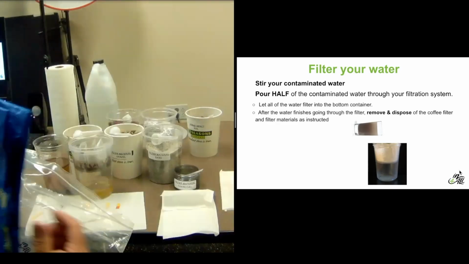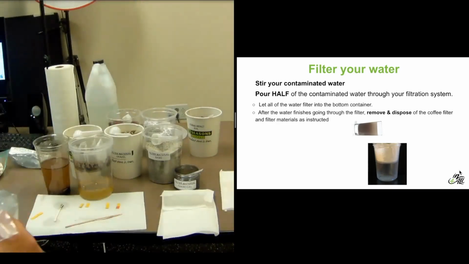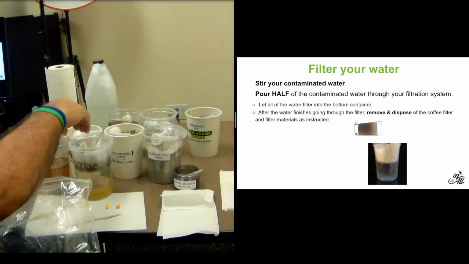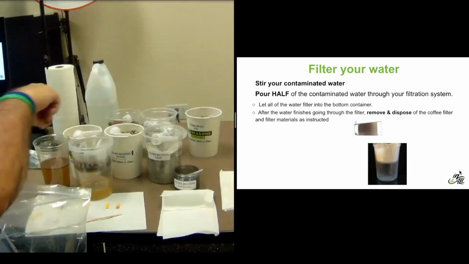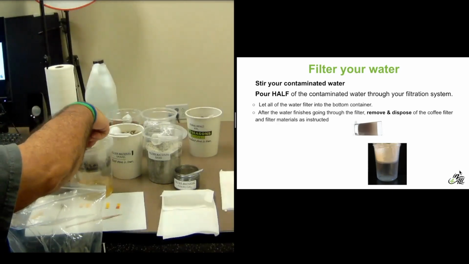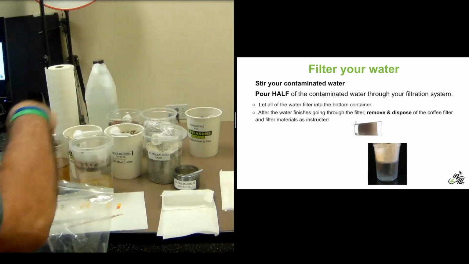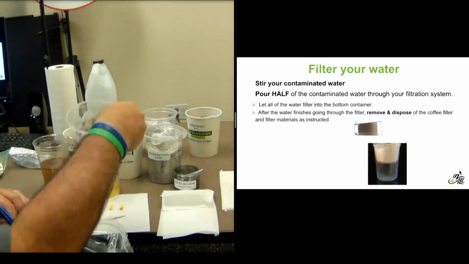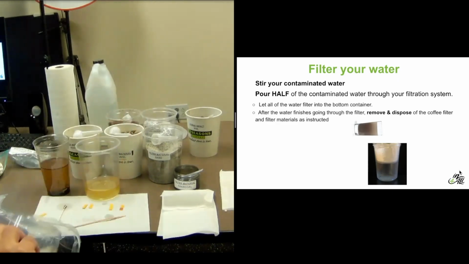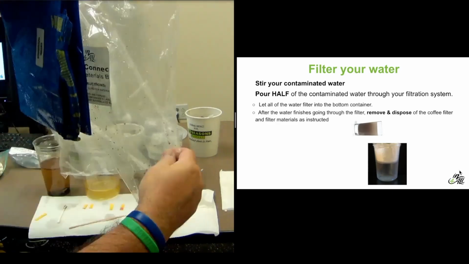So when it says remove and dispose of the coffee filter, what you're going to do is, once it's done, a volunteer should walk around with the bag and get this coffee filter from each student and just take it out and dump it. If all the water has gone through, it might be easiest just to lift the whole thing out and dump it into the waste bag like that.